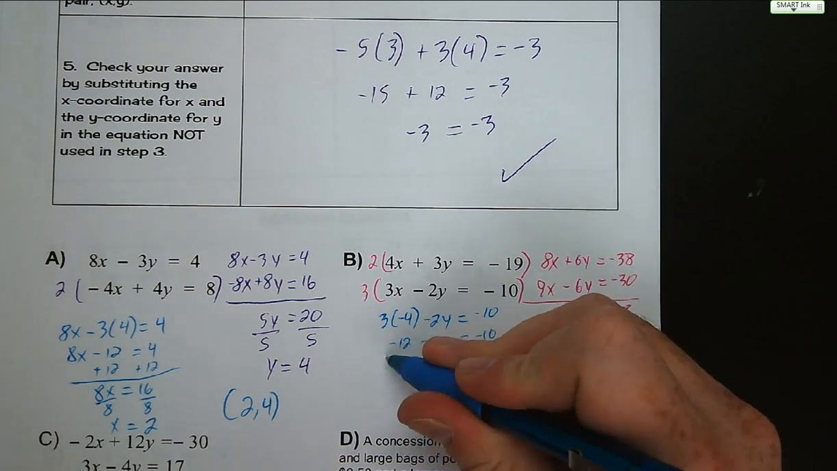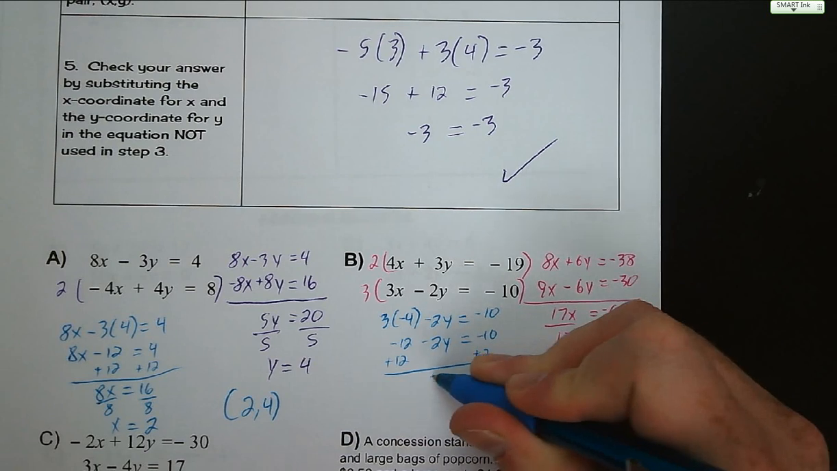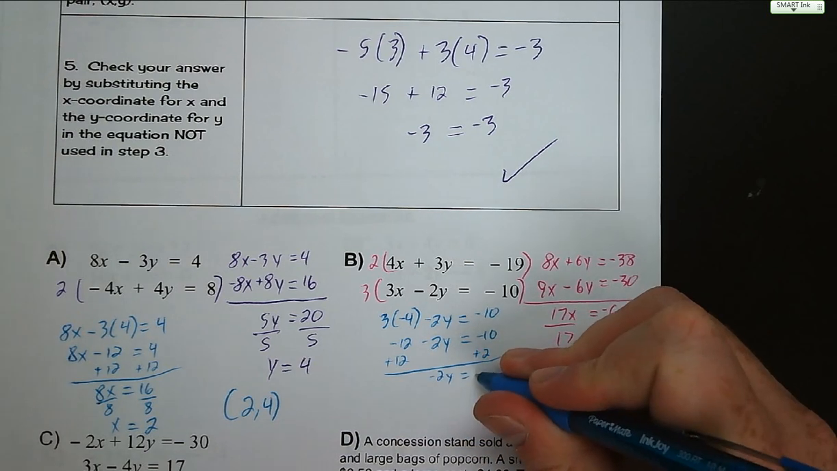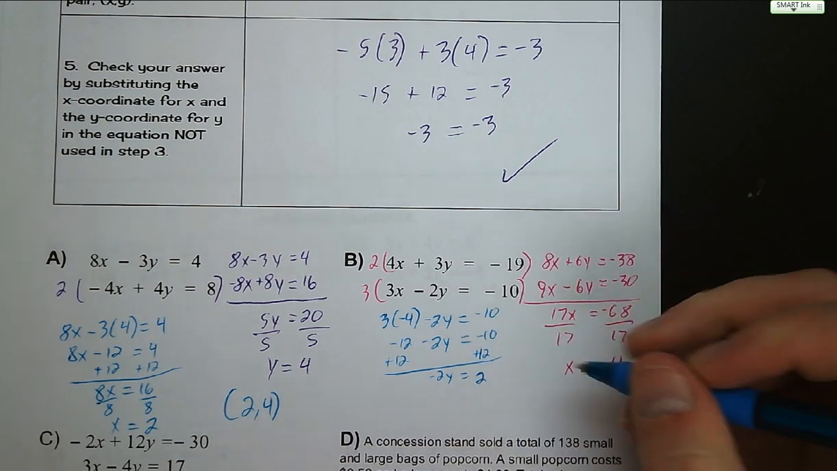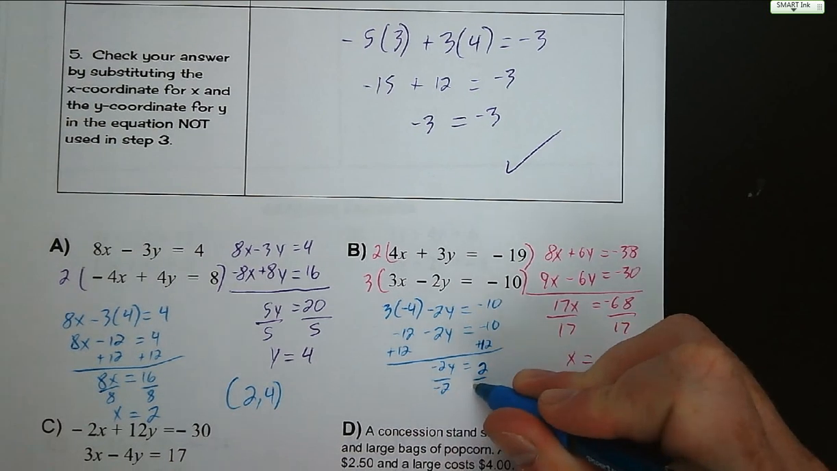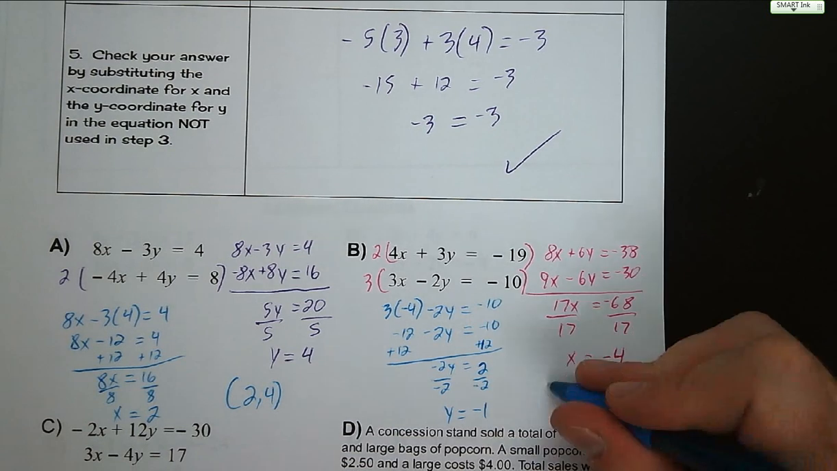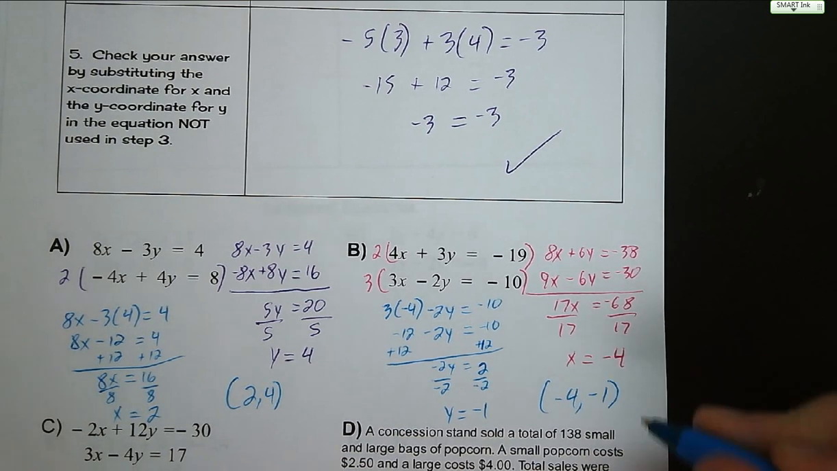We're going to add 12 to both sides of our equation. Negative 2y equals 2. Adding 12 there. Divide both sides by negative 2. And y is equal to negative 1. So my ordered pair is negative 4, negative 1.